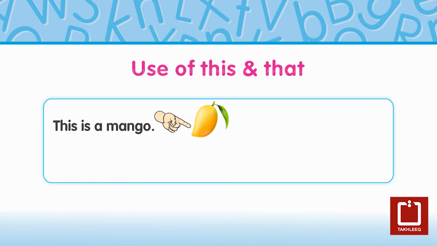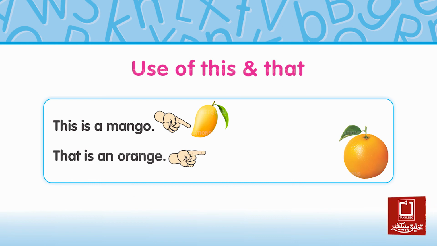This is a mango. ये एक आम है. This is a mango. That is an orange. वो एक माल्टा है. That is an orange.